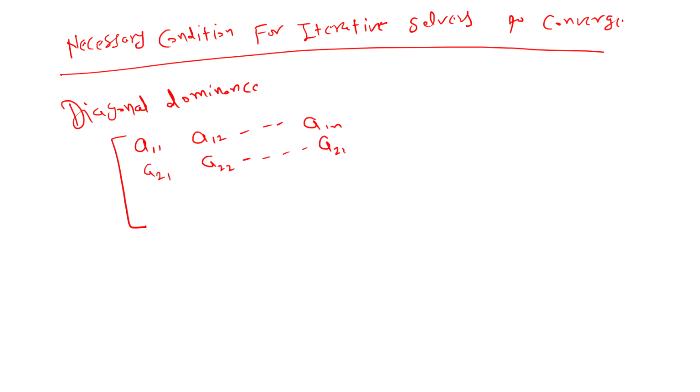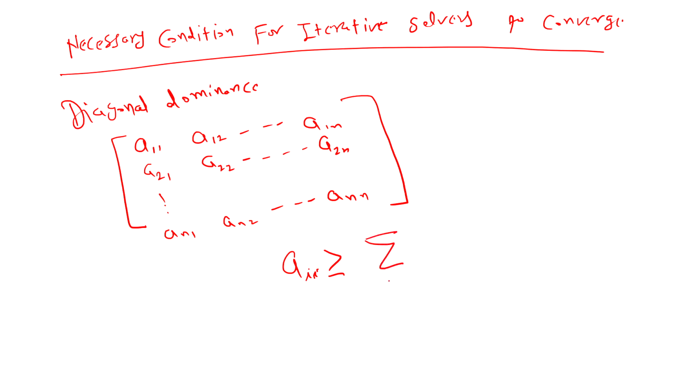up to A2n, then we have An1, An2 going up to Ann. So the diagonal dominance is defined as |aii| is greater than or equal to the summation of |aij|, j going from 1 to n, while j is not equal to i. So this is called diagonal dominance.